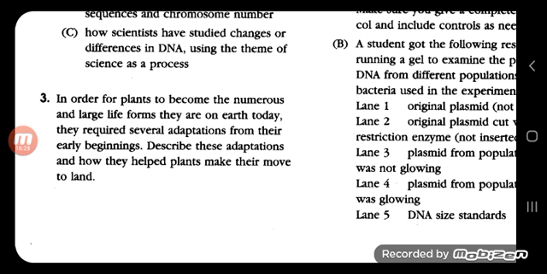Sequencing determines the actual base sequence. Of course, we can use fluorescent labeled nucleotides, and we can use cDNA, which is complementary DNA.